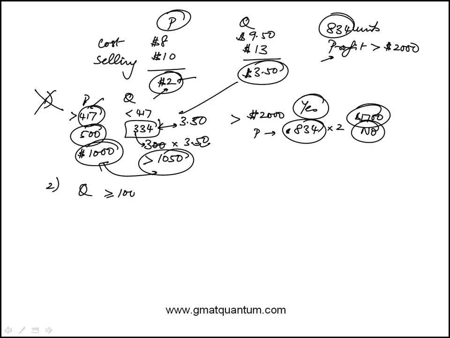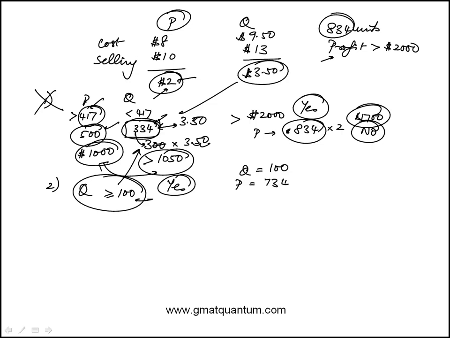Statement 2 says during the month at least 100 units of Q were sold. So now here I can reuse this example, the 500, 334, because the number of units sold for Q does satisfy this condition. So I have a yes and I need a no. And a no would come in if I use a low value for Q. So if, let's say, Q is 100. And then P, number of units, would be the difference, 734.